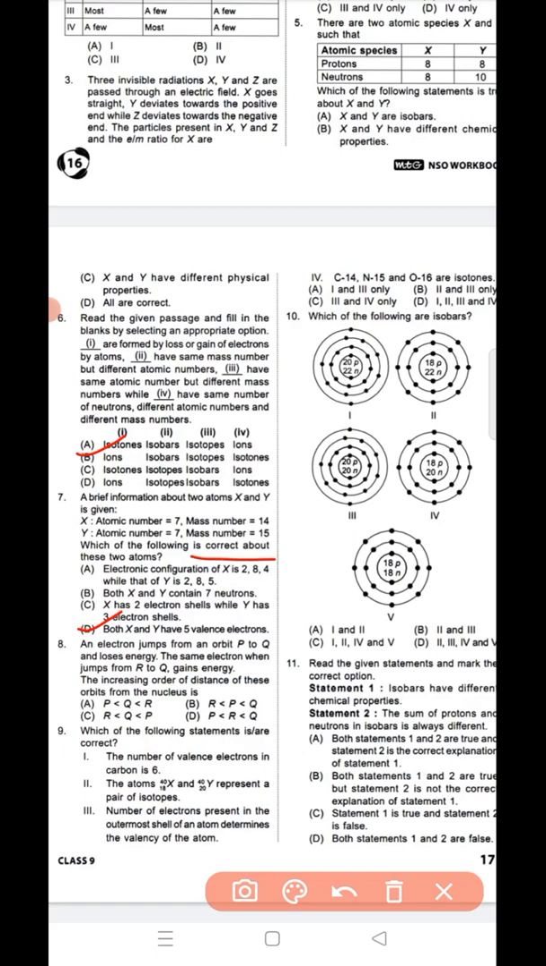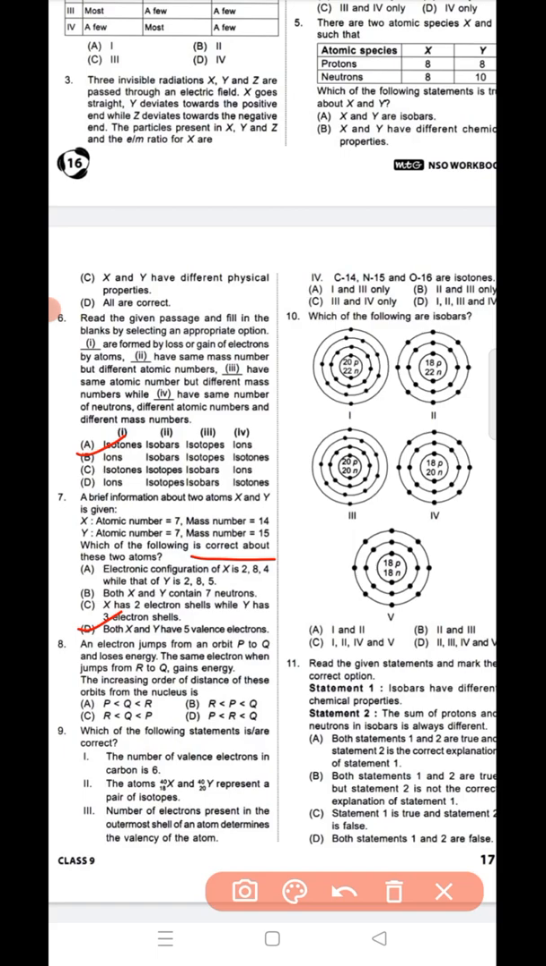So the total number of electrons is equal to the total number of protons. Protons are positively charged and electrons are negatively charged. So if the total number of positively charged particles is equal to the total number of negatively charged particles, then the total charge will be 0, as an atom is neutral, we know. So both X and Y have 5 valence electrons. This will be the answer.